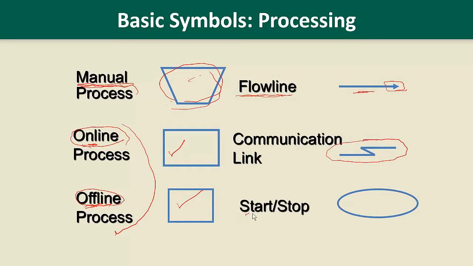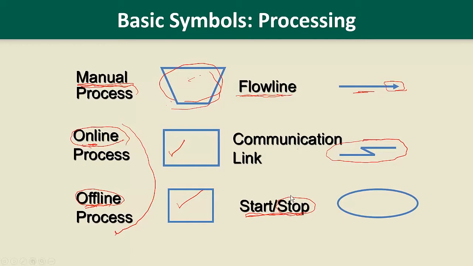And another important symbol is our start-stop symbol. It's an oval, and this usually occurs at the beginning of a flowchart. It's the event or person that kicks off the flowchart process, and it will also be where things end up often. And we'll see that in a minute. But it is an important symbol, and it usually occurs around the edges of the flowchart. Like I said, think where things start and where things stop.